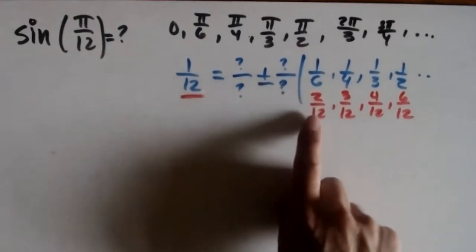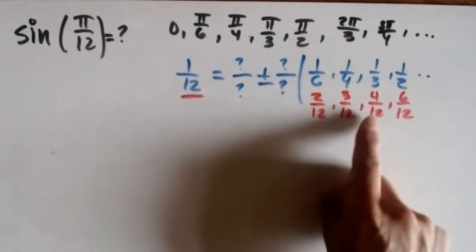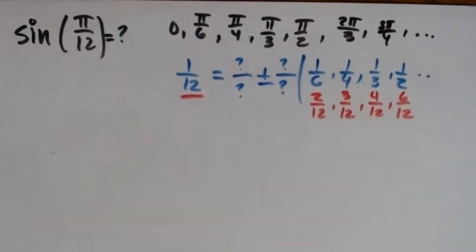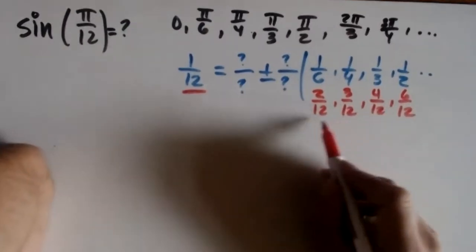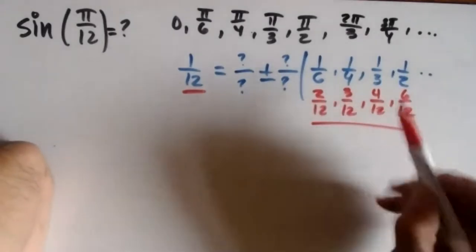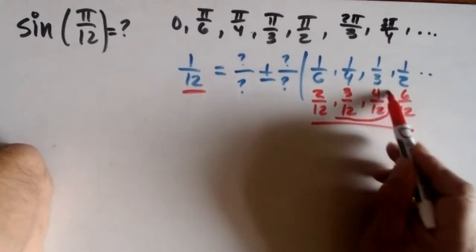So 2 times 6 is 12. 3 times 4 is 12. 4 times 3 is 12. And 6 times 2 is 12. Okay, now this is much better. How can I combine this to get 1/12? 1/4 minus 1/6. Yeah. So this one, I can use 1/6, or these two. Check.